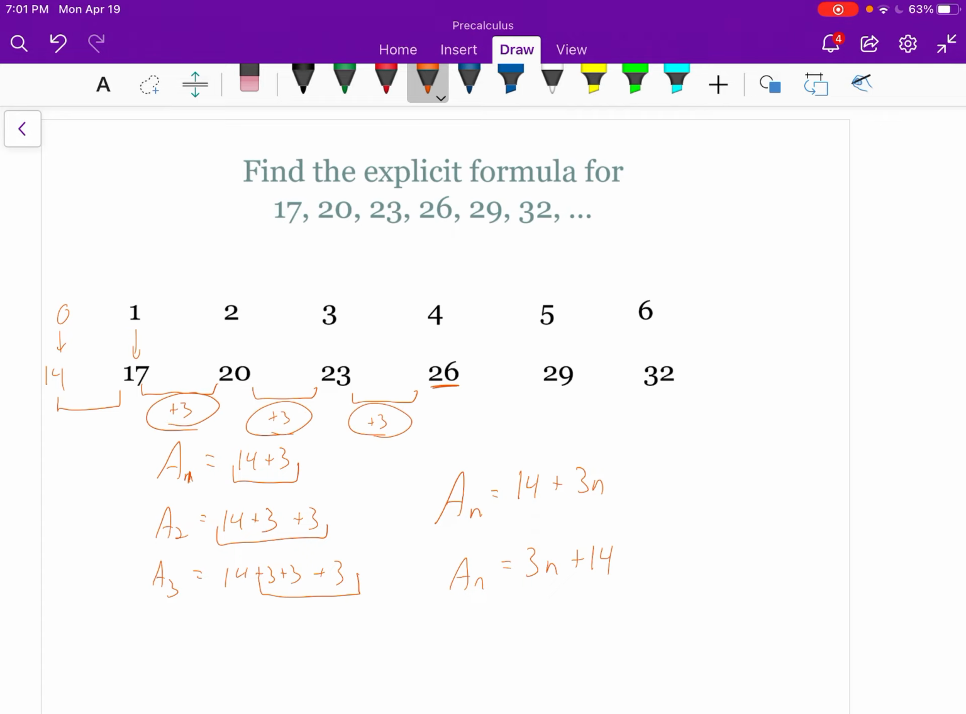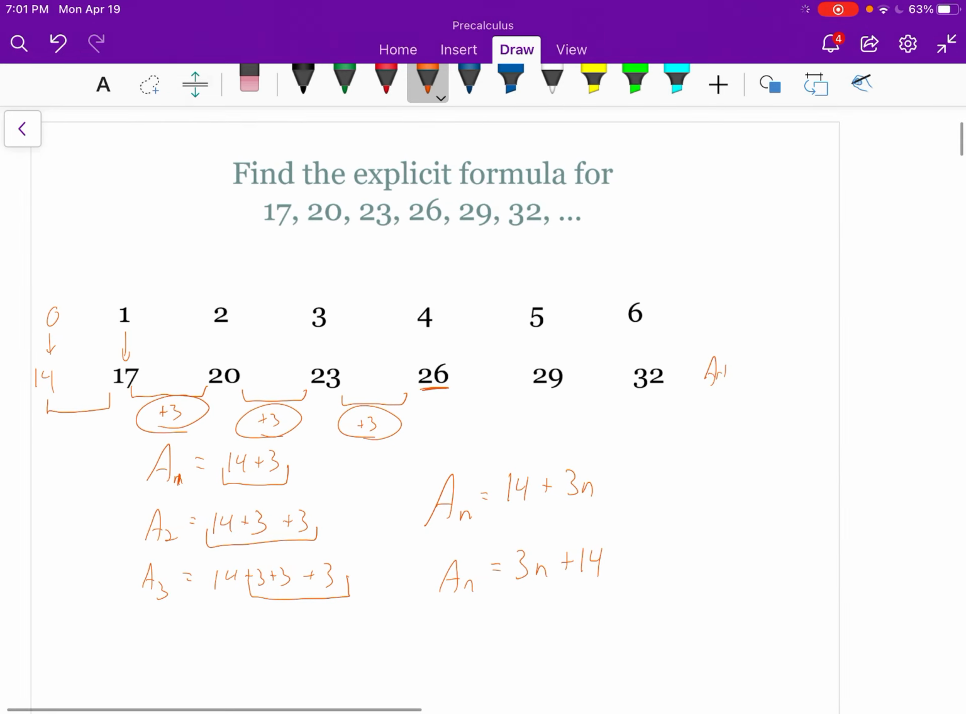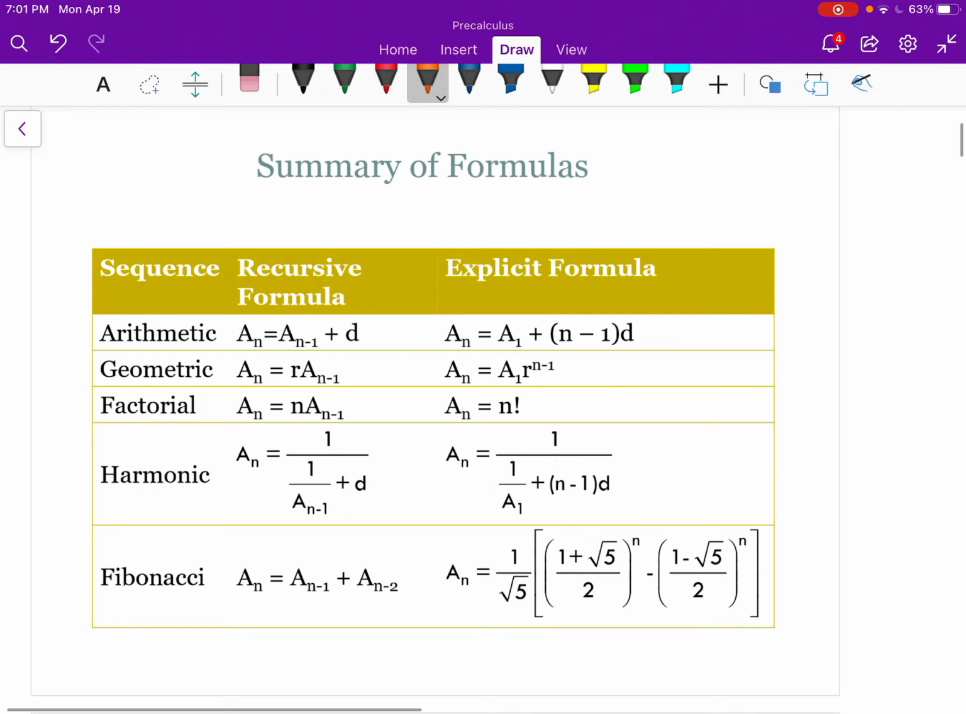And I mentioned before, and we will study this more later, if you keep adding 3, which is arithmetic, its equation will look like a line. It will be a linear equation. But we'll have more of that later.